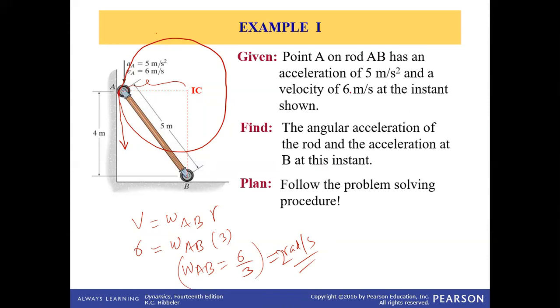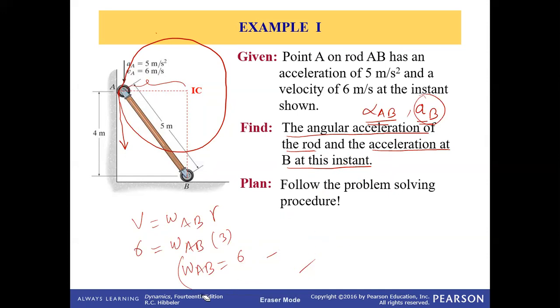All right, so what is our goal? Our goal is the angular acceleration of the rod and the acceleration at point B at this instant. I need to find angular acceleration, which means alpha AB. Then acceleration means acceleration at B, a_B. This is alpha, this is a, by the way, okay? Alpha and a, they are different. We need to find alpha AB and a_B. So we don't know alpha, right? That's the thing. Looks like we have to find a_B first. What do you think? Yeah, let's find a_B.